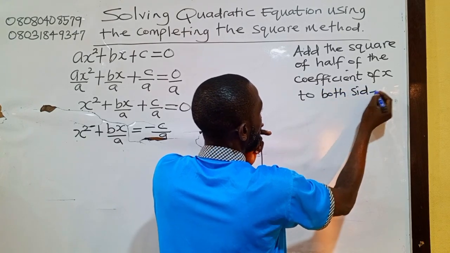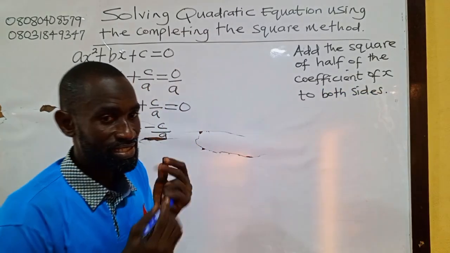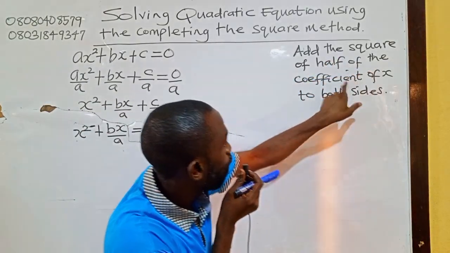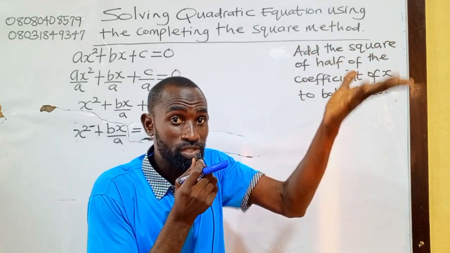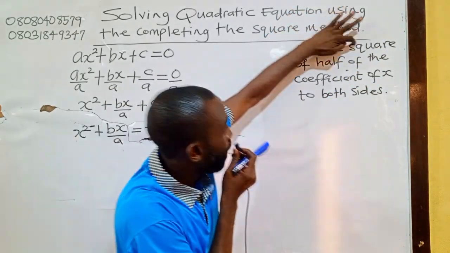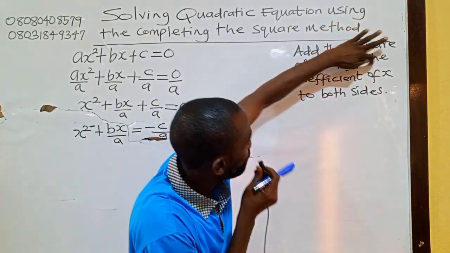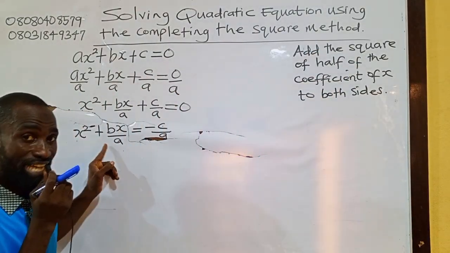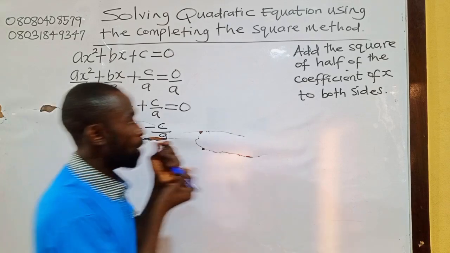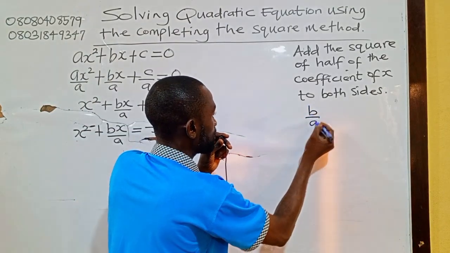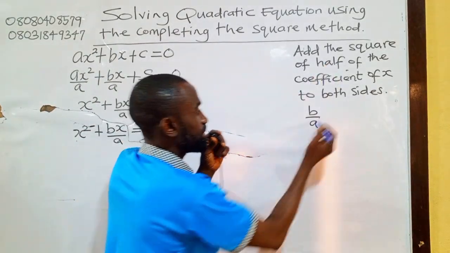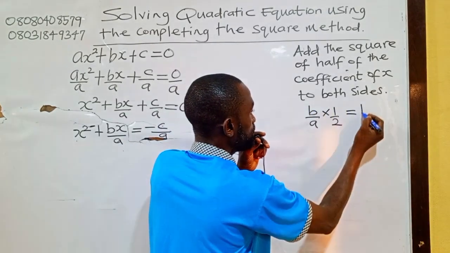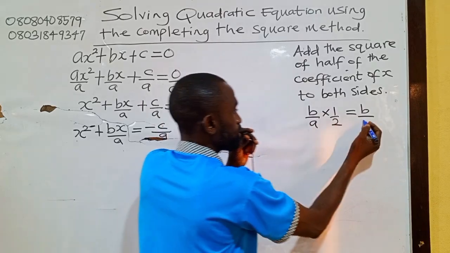So just watch me as I do the work now, the analysis. We are adding half of the coefficient of x and we square it to both sides. So the question is, what is the coefficient of x at this point? That's b over a. So I'll write the coefficient out: b all over a. What is half of it? It means times half. Isn't it? So b times 1 is b all over a times half.